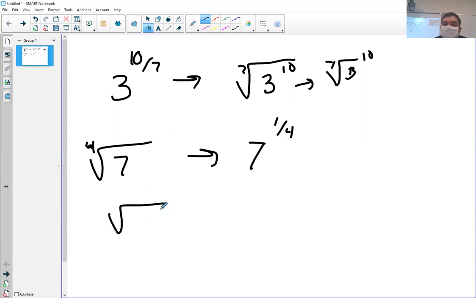And then if I just had the square root of 3, that would just be 1 over 2. You assume it's a square root if you don't see anything, and you assume the exponent is to the 1 power if you don't see anything.